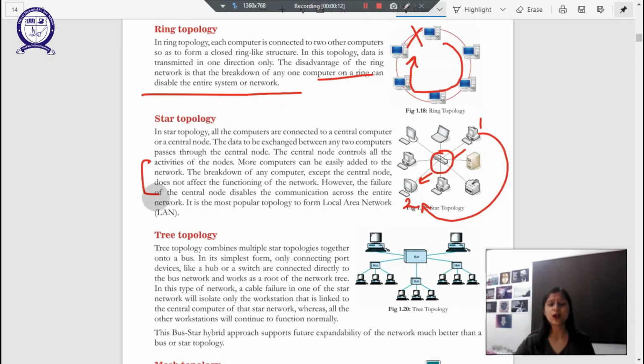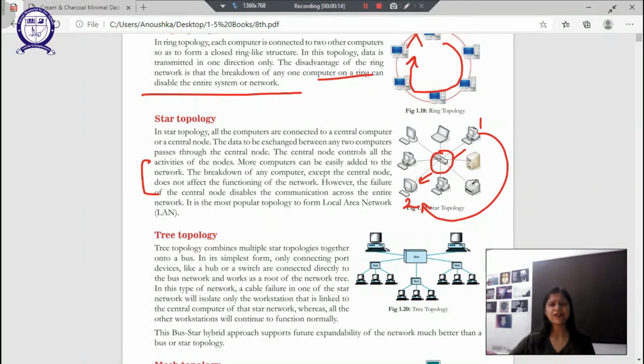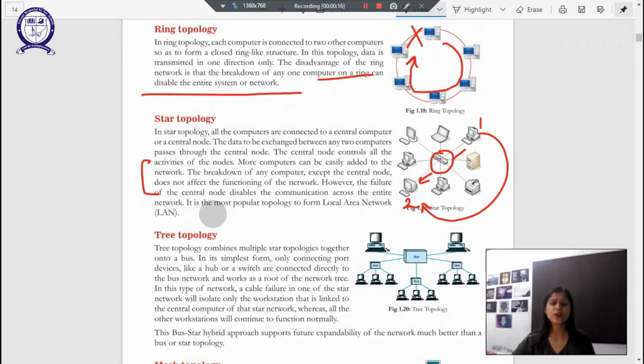So which is why star topology is very efficient, you know. It's the most popular topology to form a local area network. However, the system will only fail if the central node fails, right?